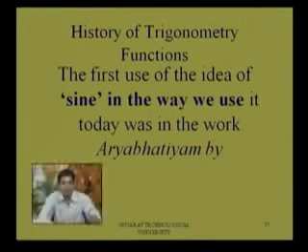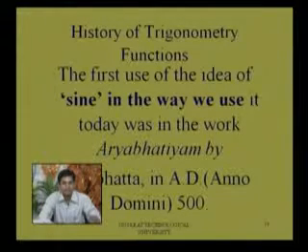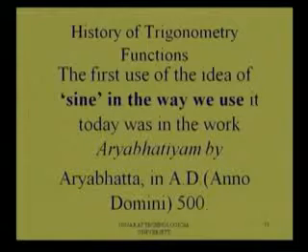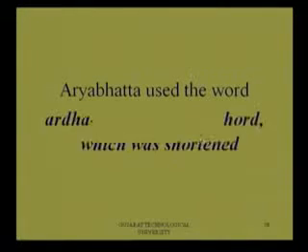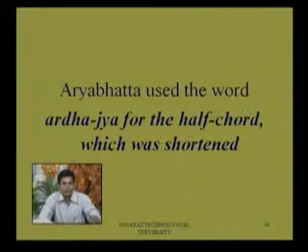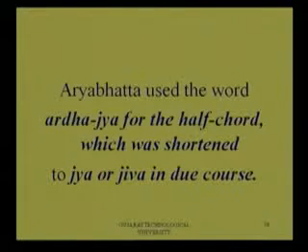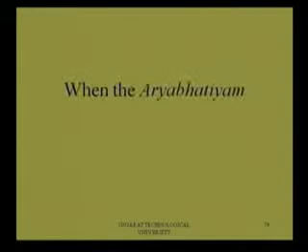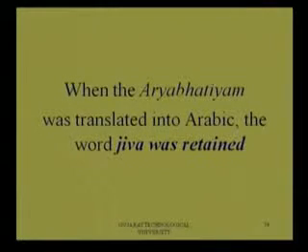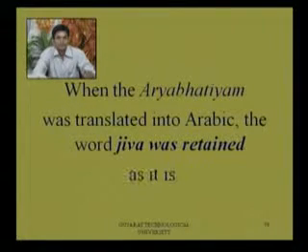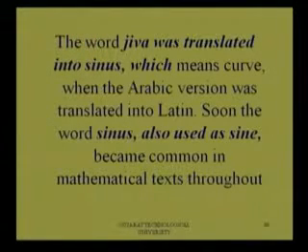The first use of the idea of sine in the way we use it today was in the work Aryabhatiyam by Aryabhata in AD, that is Anno Domini, 500. Aryabhata used the word ardhajya for the half chord, which was shortened to jya or jiva in due course. When the Aryabhatiyam was translated into Arabic, the word jiva was retained as it is. The word jiva was translated into sinus, which means curve, when the Arabic version was translated into Latin. Soon the word sinus, also used as sine, became common in mathematical texts throughout Europe.